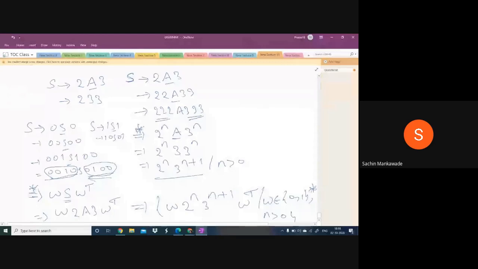A star means after applying several productions, the production several times. Okay, that's all about the grammar. We have completed the grammar.